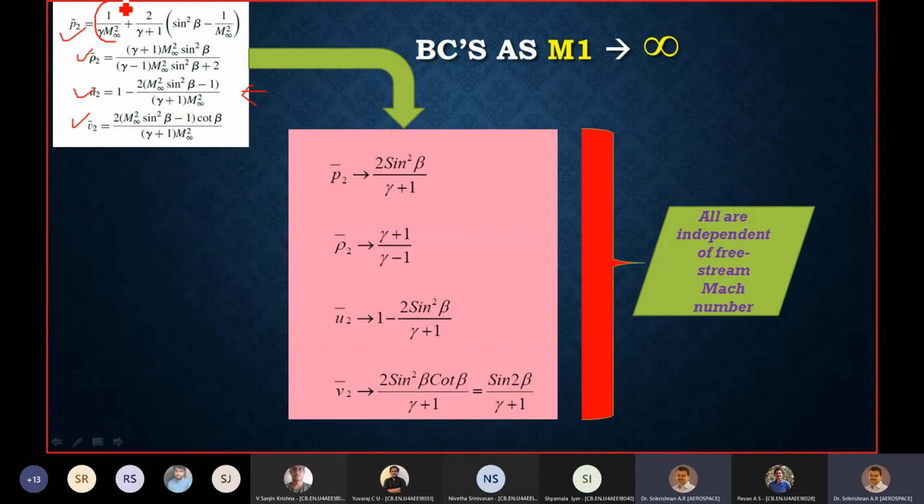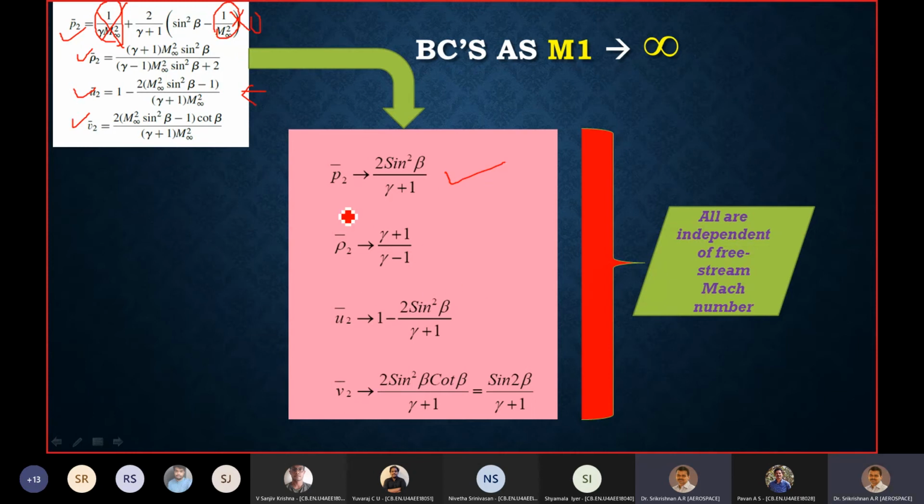1 by gamma M infinity squared will be negligible because M infinity is very high. So this term vanishes. And in the remaining term, sine squared beta, even for larger betas. So 2 sine squared beta, and 1 minus 1 by M infinity squared also becomes 0 because M infinity is very high, etc. So all that remains is 2 sine squared beta by gamma plus 1.